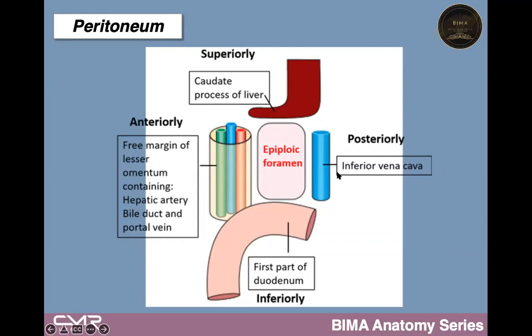Inferiorly, we have the first part of the duodenum, which will be D1, obviously, and it's the superior part of the duodenum. Something that's missing here is the hepatoduodenal ligament as well. And then posteriorly, you've got the inferior vena cava.